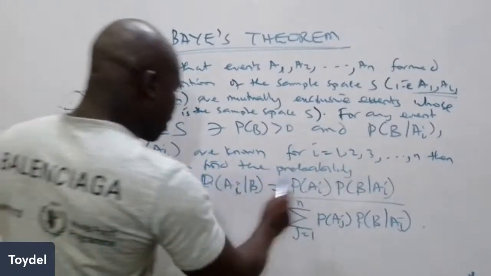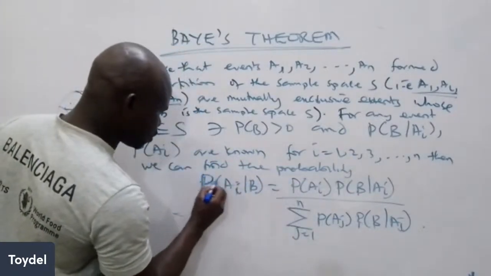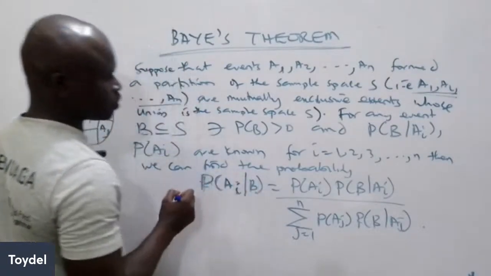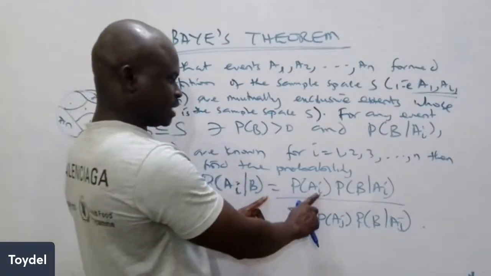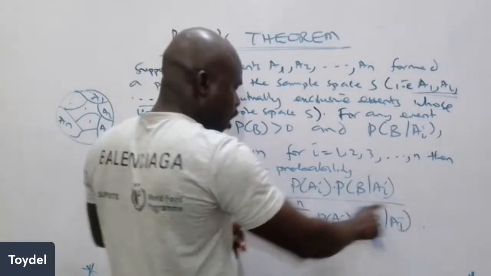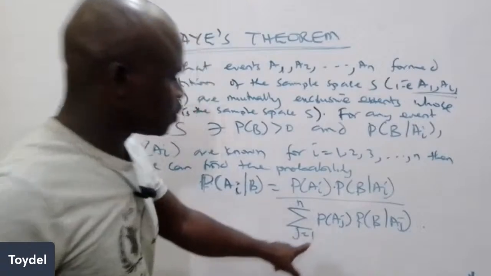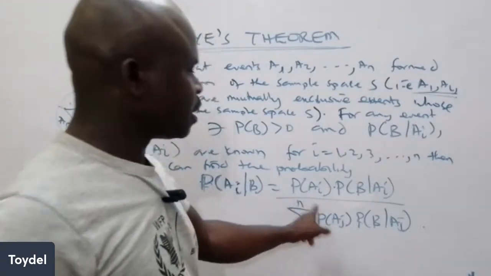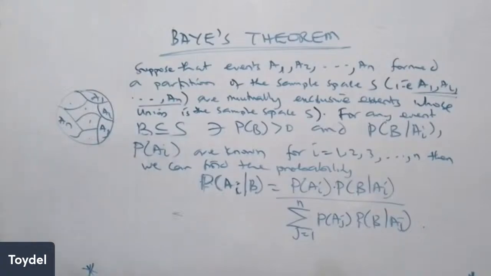Then we can find the probability, this is the conditional probability, of Ai given that B has occurred to be equal to the probability of Ai multiplied by the probability of B given that Ai has occurred, all over the summation of the probability of Aj, j ranges from 1 to N, multiplied by the probability of B given that Aj has occurred. And that is what we know as Bayes' theorem. That's what the theorem states.